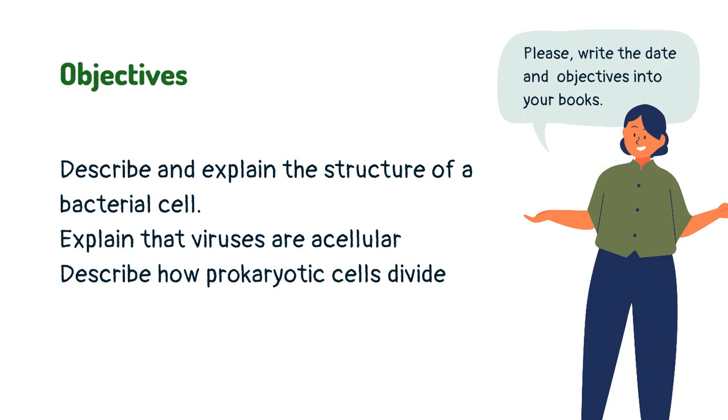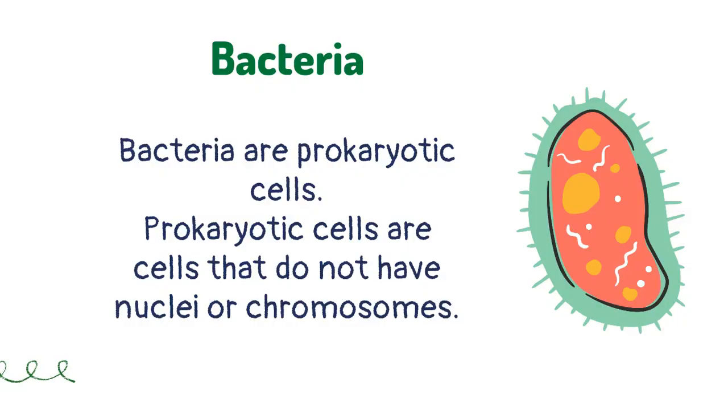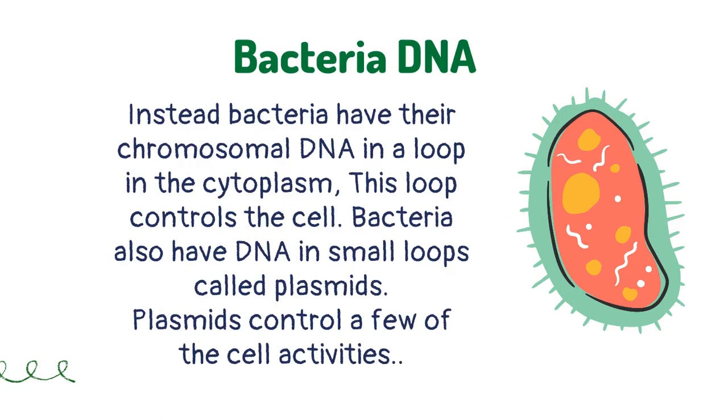Today you are going to learn about prokaryotic cells. Prokaryotic cells and viruses. Bacteria are prokaryotic cells. Prokaryotic cells are cells that do not have nuclei or chromosomes. Instead, bacteria have their chromosomal DNA in a loop in the cytoplasm. This loop controls the cell. Bacteria also have DNA in small loops called plasmids. Plasmids control a few of the cell activities.